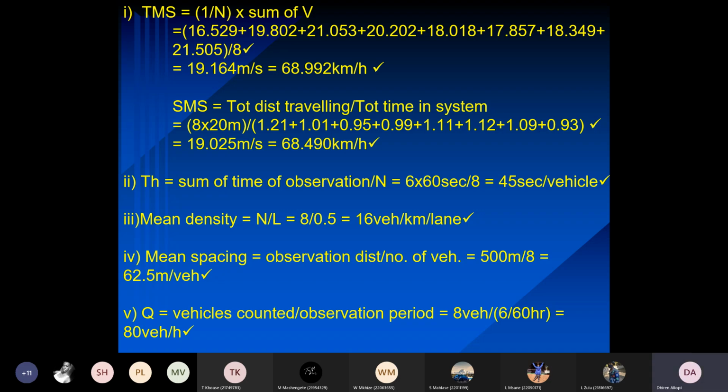So you can see it's not difficult. What is very important is that you are adhering to the units required. And obviously you need to know the formulas for time mean speed, space mean speed, mean headway, mean density, mean spacing, and your flow rate. Once you know that, then it's a simple application of the formula and simply inserting the values in. It's not difficult. Okay.